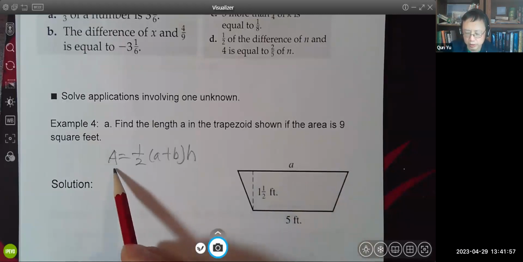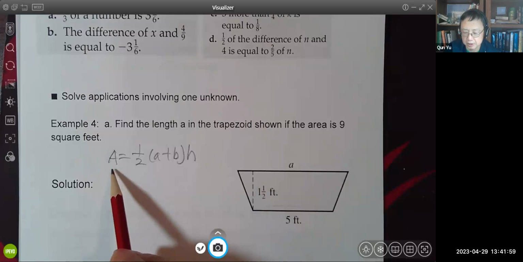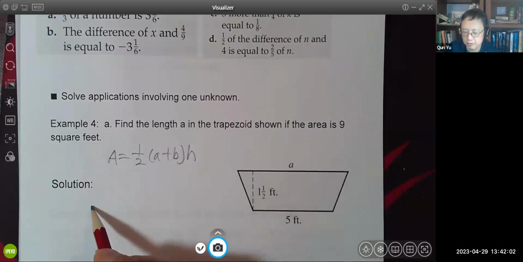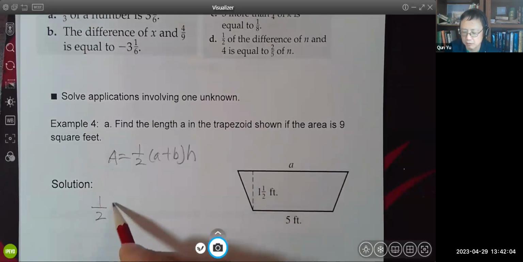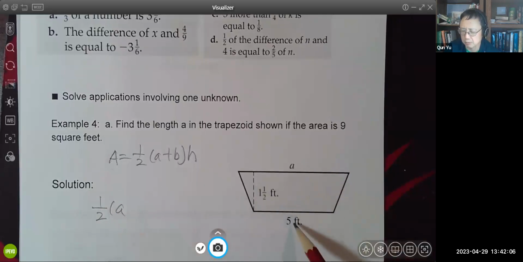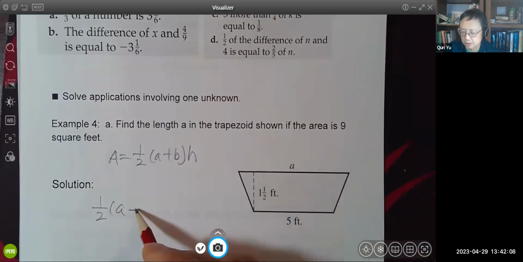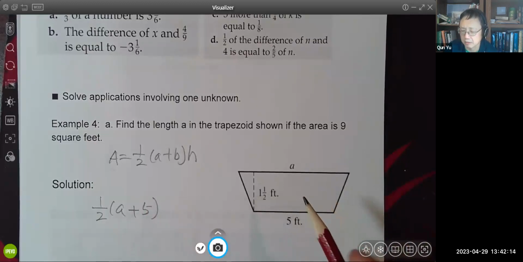So we get our equation because we are given the area. So we just plug in this area formula. Half of A, this is our A, plus B. Just 2 numbers added together, doesn't matter what you call them. Times the height, which is 1 and 1/2.